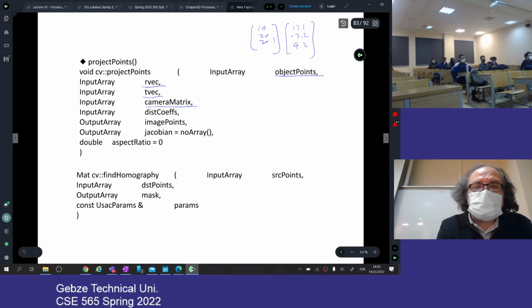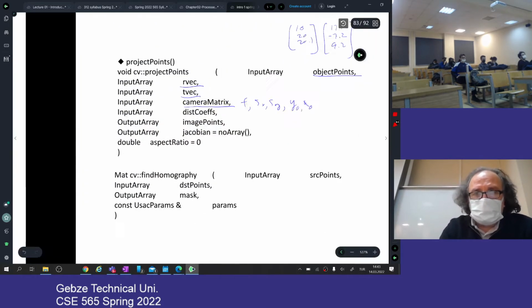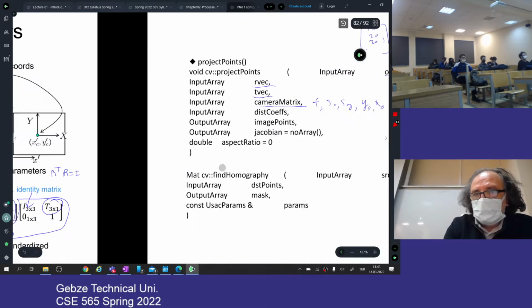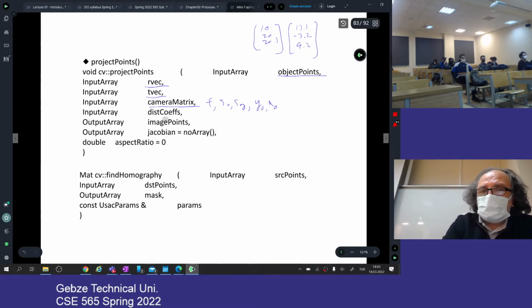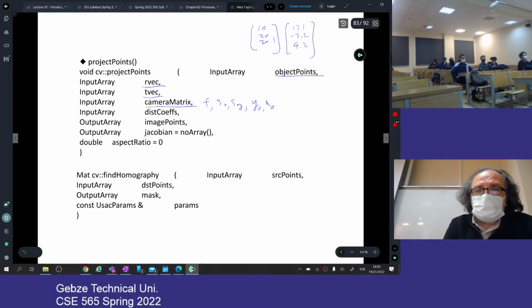The camera matrix is the matrix that contains the f value, sx, sy value, and the principal point, those y0 and x0 points. These are the camera matrix. I give you this matrix, then distortion coefficients, those 2 or 3 values, and then I will produce you my image points.